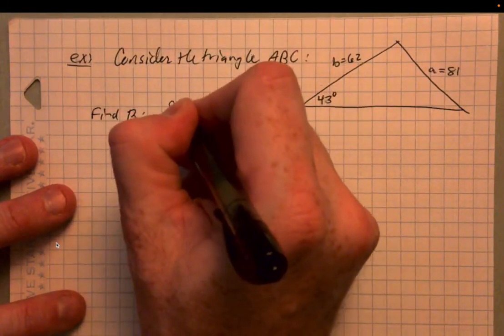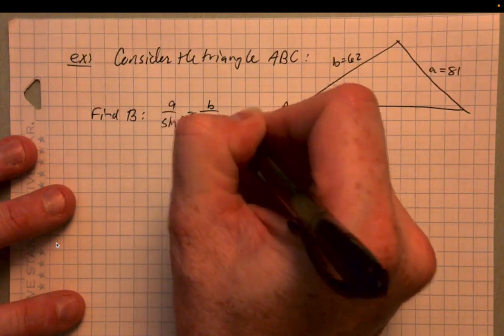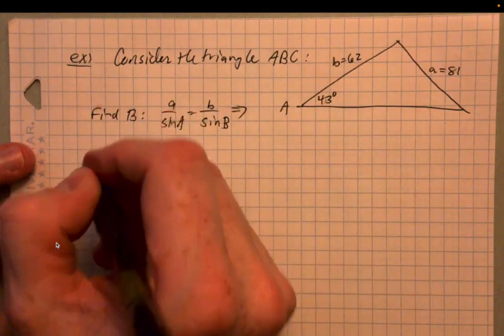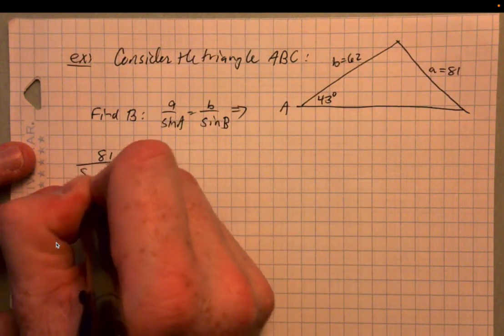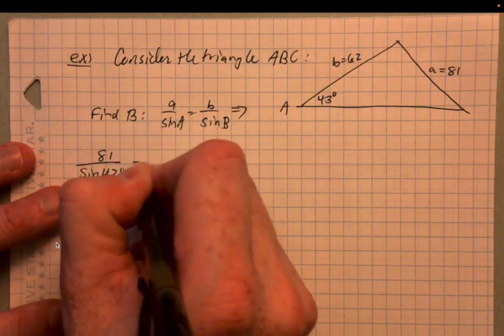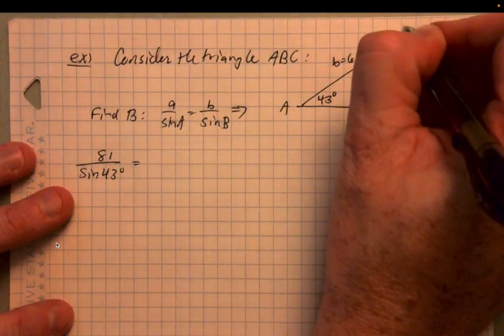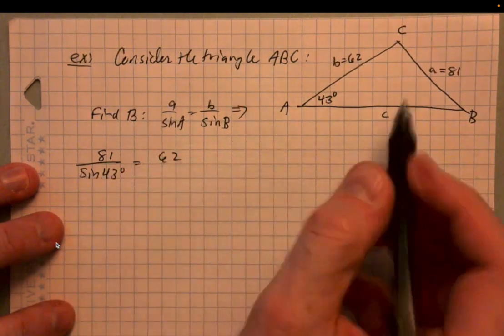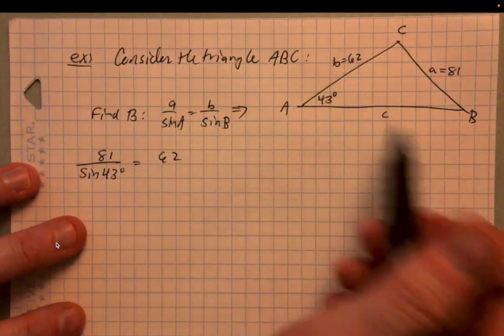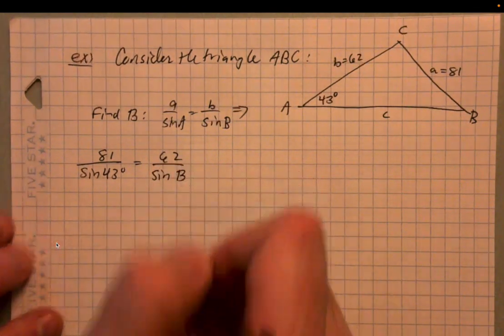So we're going to use A over sine of A equals B over sine of B. And so when we plug these quantities in, we get 81 over sine of 43 degrees equals, so remember this is B over here, and I'll just put C, right? So 81 over sine of 43 equals 62 over sine of B.